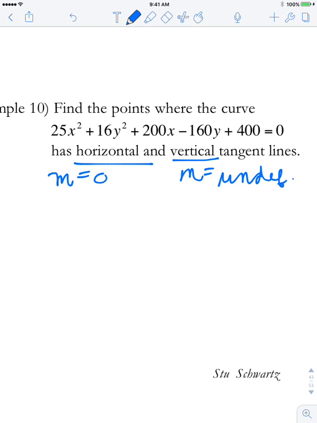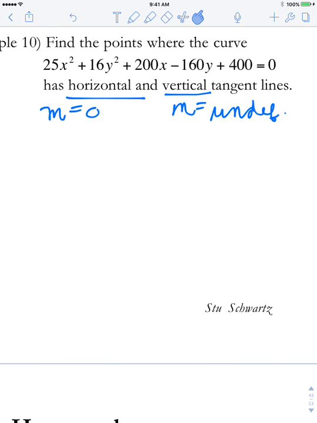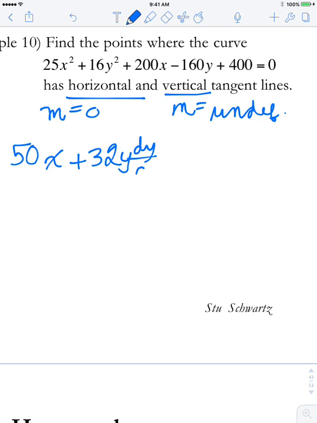So, all right, let's go ahead and find the derivative using implicit differentiation, just like we've been doing. Let's see, 25x squared, that's 50x plus 32y dy dx. Remember, wherever there's a y, I'm going to put the dy dx, plus 200 minus 160 dy dx plus 0, because the derivative of 400 is 0, equals 0.